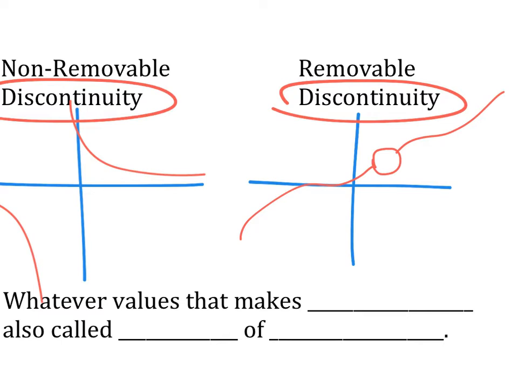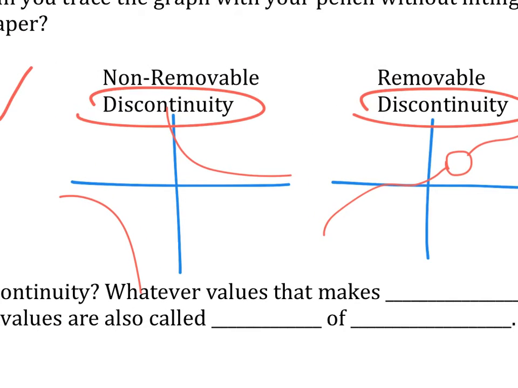Can you guys remember the difference? Removable means I can remove it. Remove this discontinuity and then it would be connected. I understand. Someone was shaking their head, so that's why I'm re-explaining. Non-removable means there is nothing I can do to connect them. There is no way. I can't connect them like this. It's just no way. So non-removable.